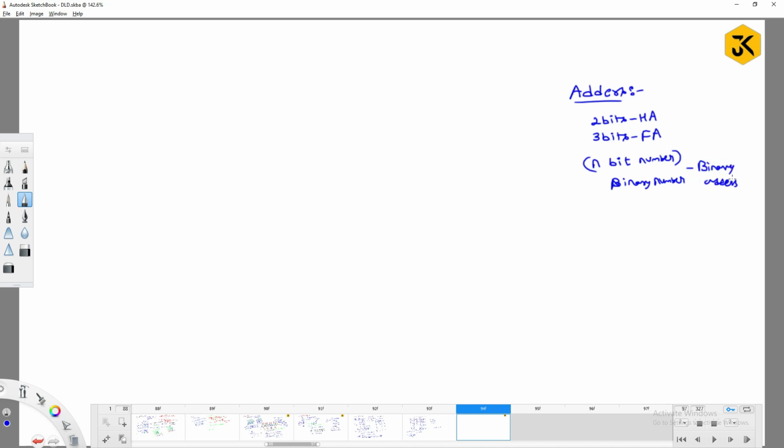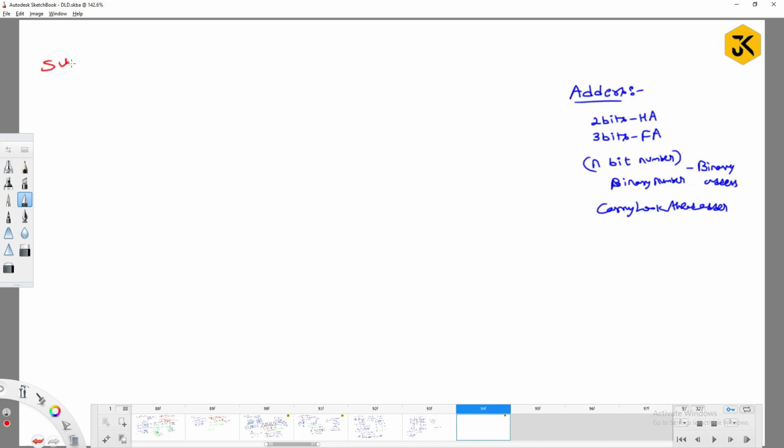There is a drawback that we observed in binary adders: propagation delay is more. That's why we have seen the concept of carry look ahead adder. Okay, fine. So now let's see how to perform the subtraction also, right?